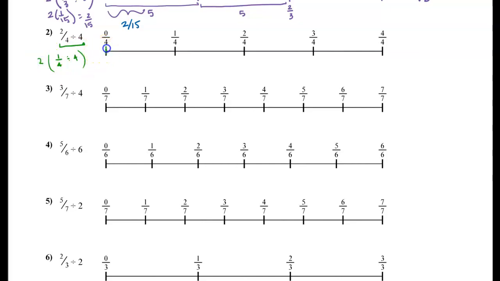So we start on a number line 0 to 1, cut that into fourths. We have 1, 2, 3, 4 pieces between 0 and 1. Then we're going to cut each one of the 1/4 into 4 pieces. So 1, 2, 3, 4 pieces there. If we were just looking at 1/4 divided by 4, our answer would be one of these pieces. But we're not looking at just one of those, we're looking at 2 of those.